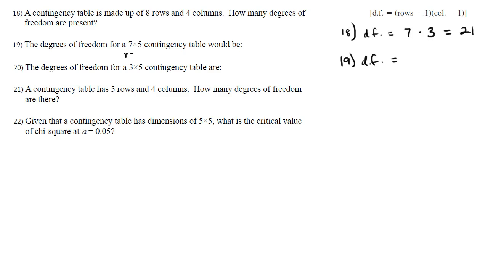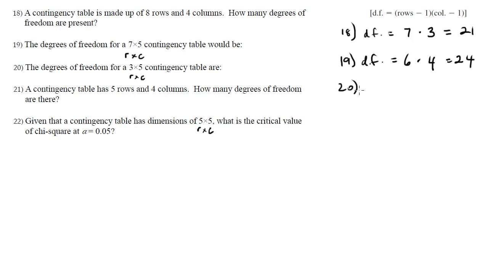So it's always rows times columns, right? Rows by columns, always. Rows first, then columns. Rows by columns. So 7 rows, so that's 7 minus 1 is 6, times 5 minus 1 is 4. 6 times 4 is 24 degrees of freedom.